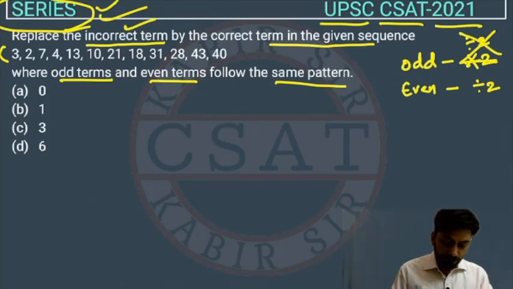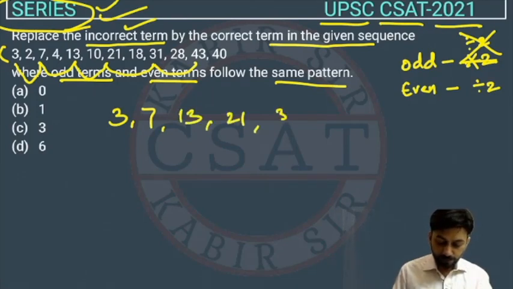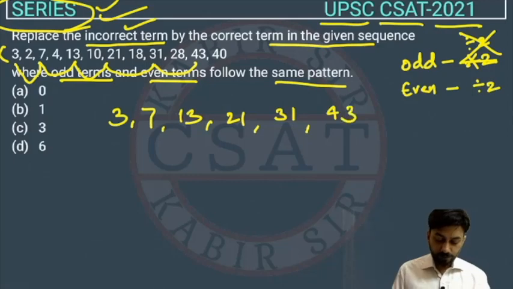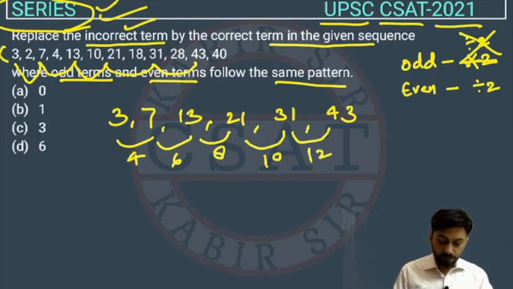So odd numbers are 3, 7, 13, 21, 31, 43. You can write them separately. In this given series there are two series. One is this odd series, so we will see the pattern in this. Let's find the difference. The difference is 4 here, and here 6, then 8, 10. So this odd series is following this pattern.